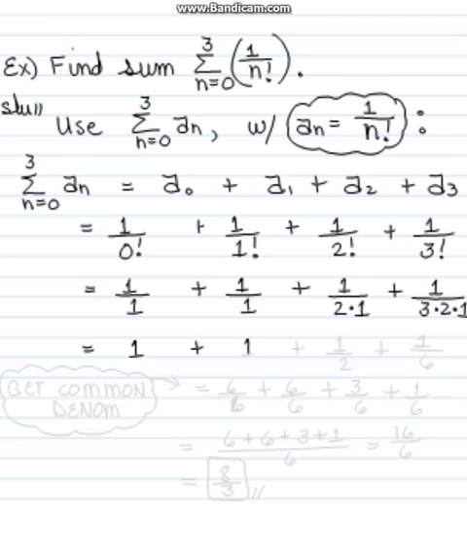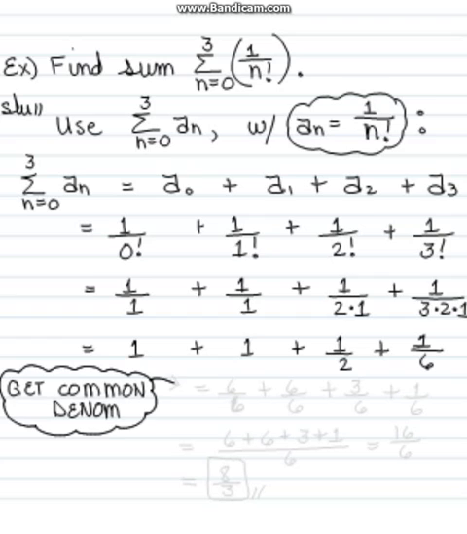Now, after we've done this expansion, we're going to simplify the denominators. Well, 1 over 1 is 1, plus 1 over 1 is 1, plus 1 over 2, plus 1 over 3 times 2 times 1 is 6. Okay, now we're going to get a common denominator so we can add these fractions together. So rewrite each of these numbers with the denominator 6. The first one is 6 over 6, plus the second one 6 over 6, plus 1/2. Just multiply the top and the bottom by 3 and you'll get a 6 on the bottom. So it's 3 over 6. And for 1/6, you're already there with the denominator 6.